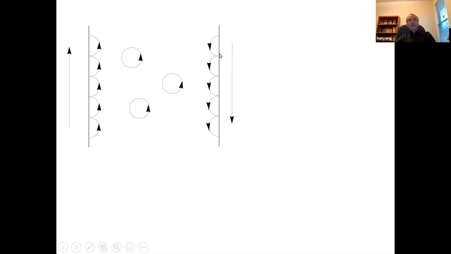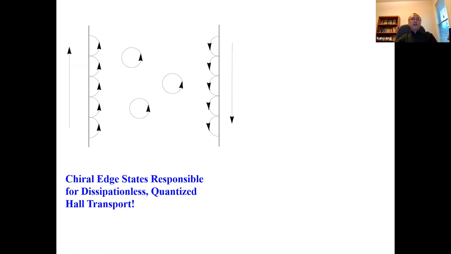And during the process, for the right edge, they go from the upper end of the sample to the lower end. And similarly, the electrons on the left edge end up moving in the opposite direction. So the key point here is that these edge electrons have a chiral motion. So the direction of the motion is fixed, and therefore there's no backscattering.